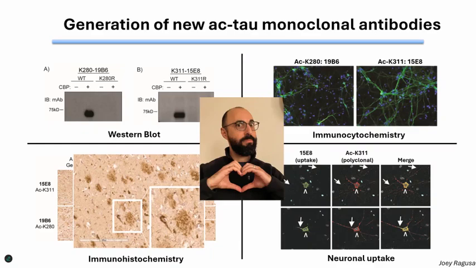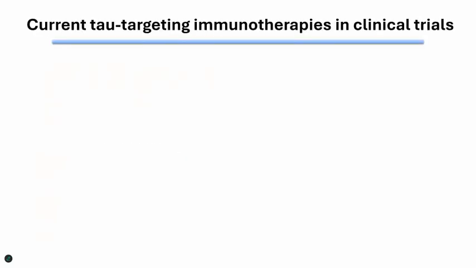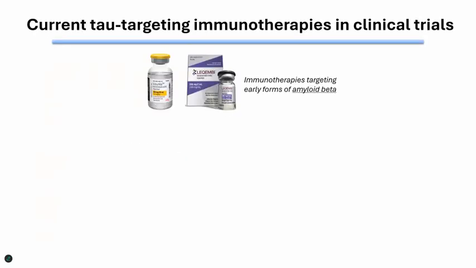All right, but moving on to the second half of this talk, can we actually functionally use these AC-tau antibodies as a therapy for Alzheimer's disease? So many of you are familiar. There are currently 2 FDA-approved drugs for Alzheimer's disease. Both are immunotherapies targeting amyloid beta, Leqembi and Kisunla. However, the recent FDA approval of these drugs has actually spurred a lot of interest in the tau field to try to attack and target tau via these immunotherapies.